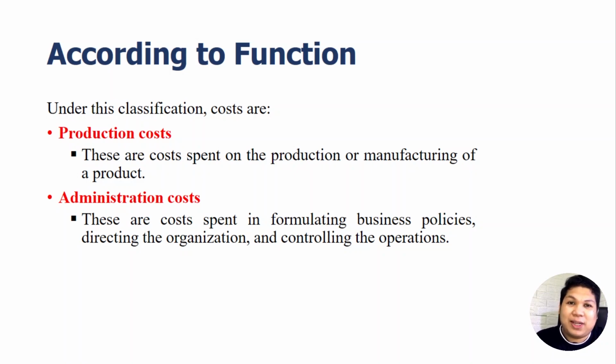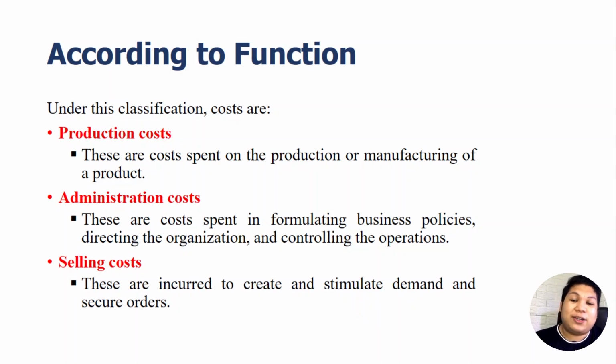So those are administration costs. Everything you spend on administration or managing the entire business are all administration costs. For production, production costs. And the third one is the selling costs. These are the costs incurred to create and stimulate demand and secure orders. So advertising, marketing, and logistics are all selling costs.